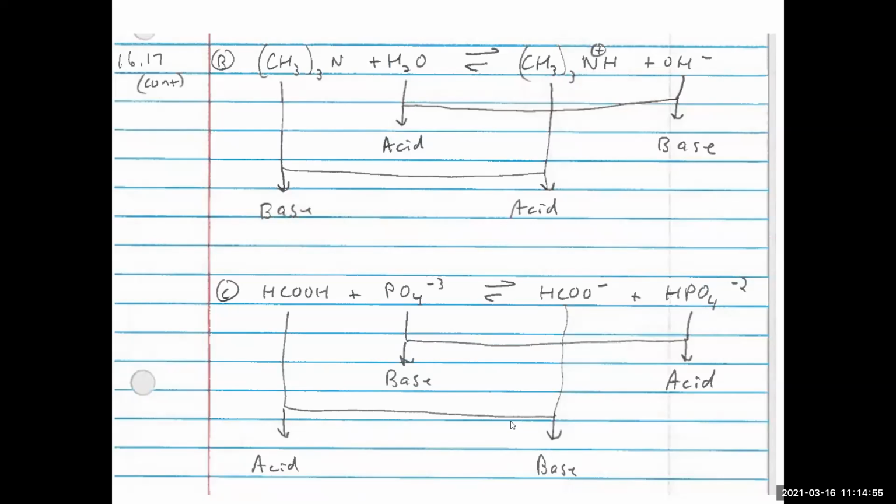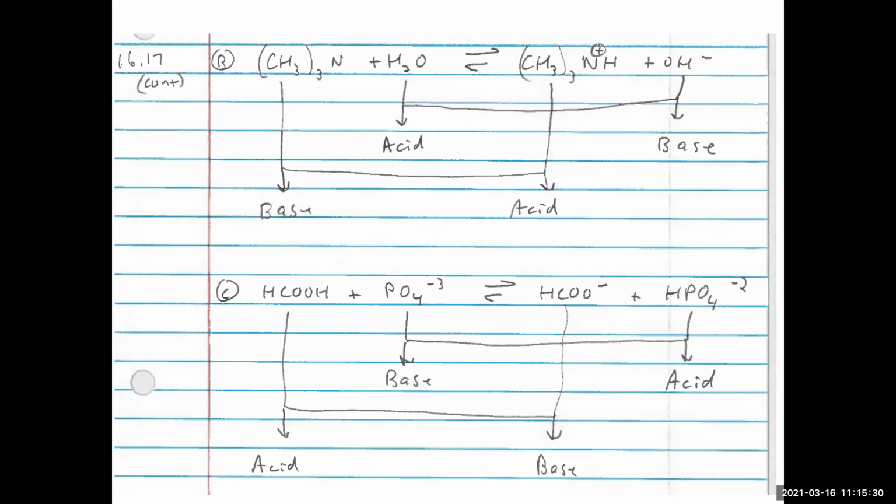And then finally, the last one is going to be a similar approach, where we have HCOOH and then PO4 minus 3. We look at those two, trying to figure out which is the acid and the base. Well, only one of them has a donatable proton, and that's the formic acid, the HCOOH. And that donates to the phosphate, the PO4 minus 3, to form HCOO minus and HPO4 minus 2.